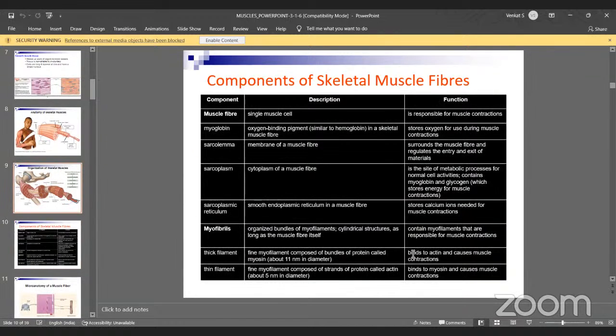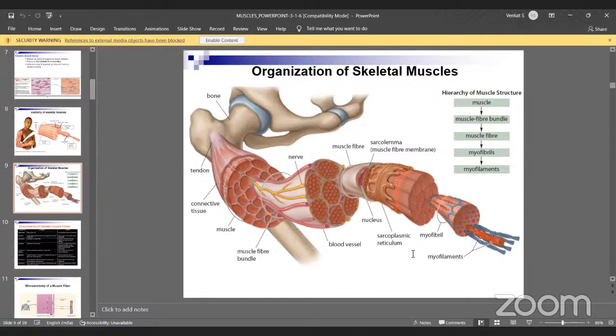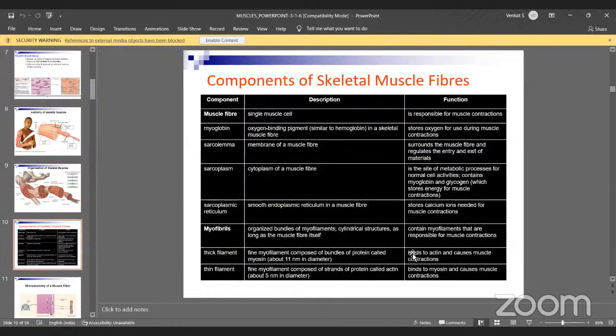Like that, observe the hierarchy of muscle structures: muscle fiber bundle, muscle fiber, myofibrils and myofilaments. See the components of skeletal muscles and fibers. Which type of components make up the skeletal muscles, and what are their performance, functions, movements and descriptions?